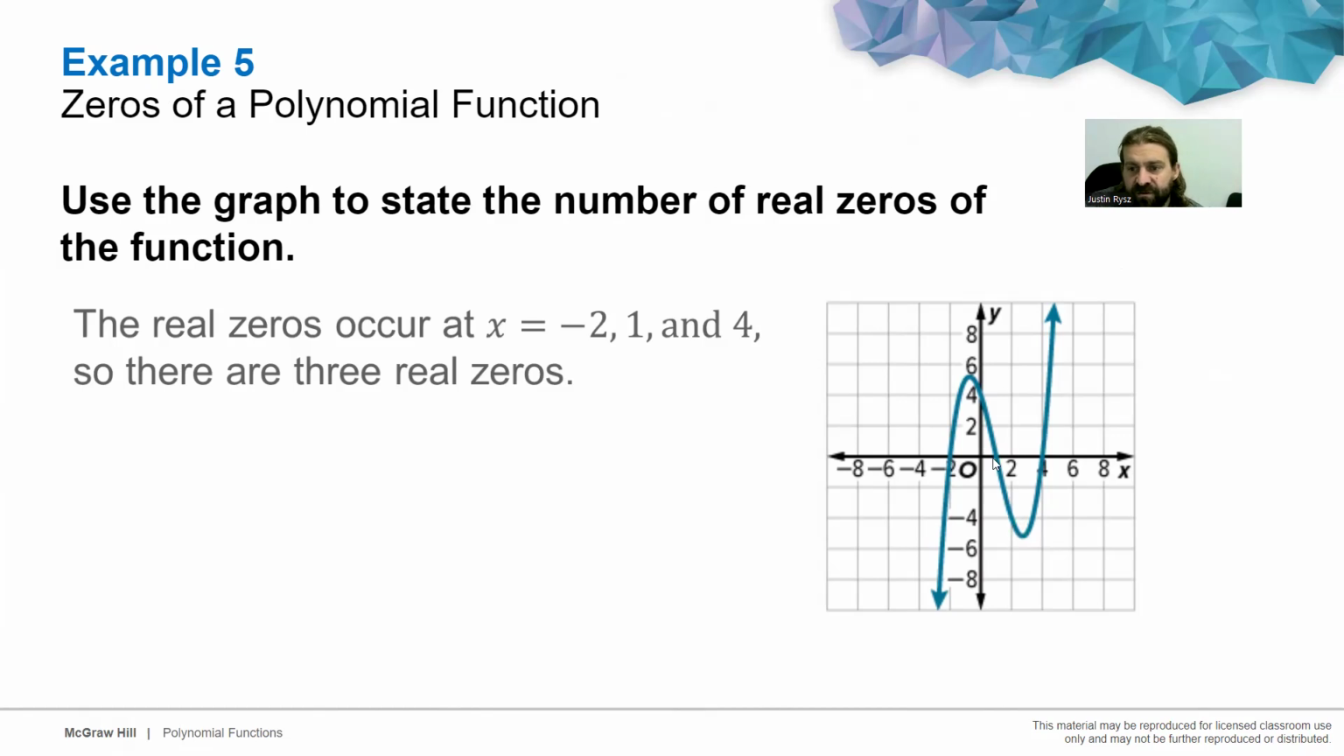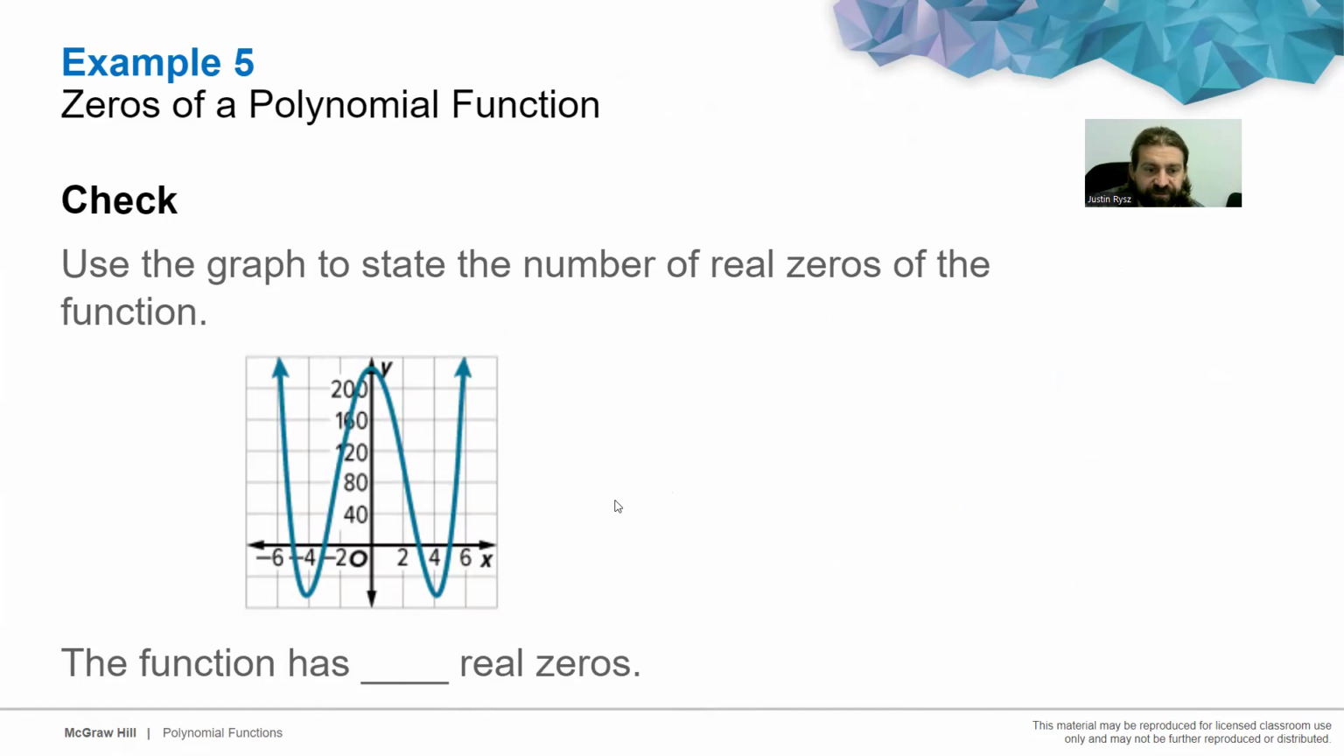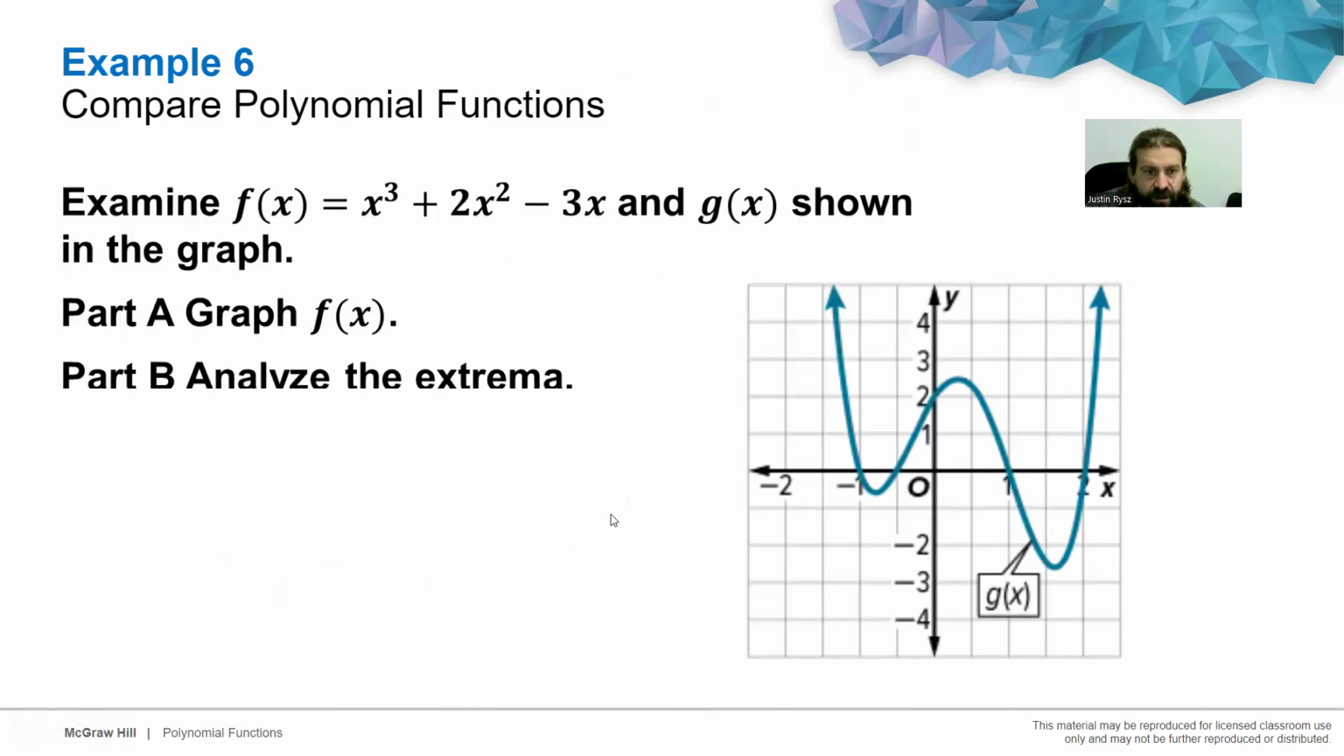It crosses at -2, +1, and 4. So we have three real zeros. It's easy to say this is a degree 3 polynomial. If we look at this one here, we can see that it crosses at 1, 2, 3, 4. This one has 4 real zeros.